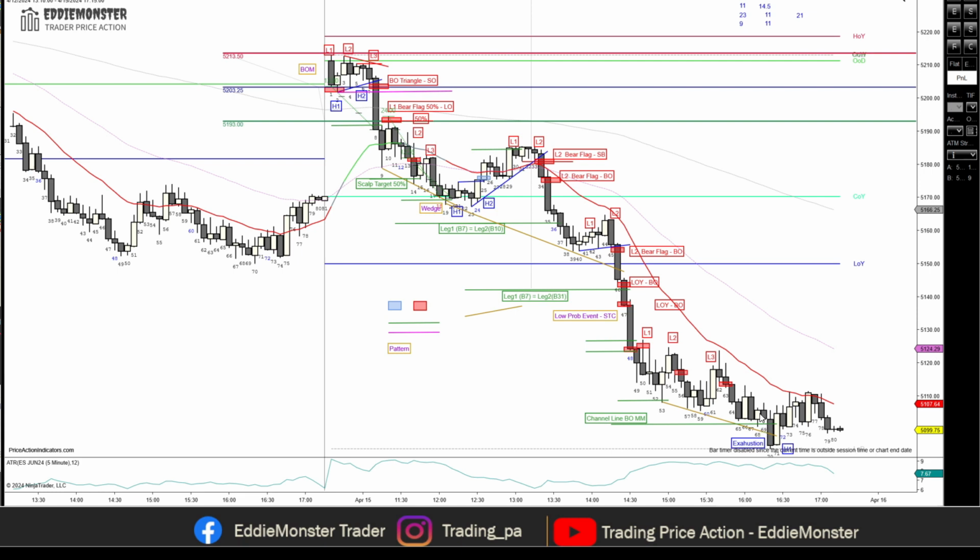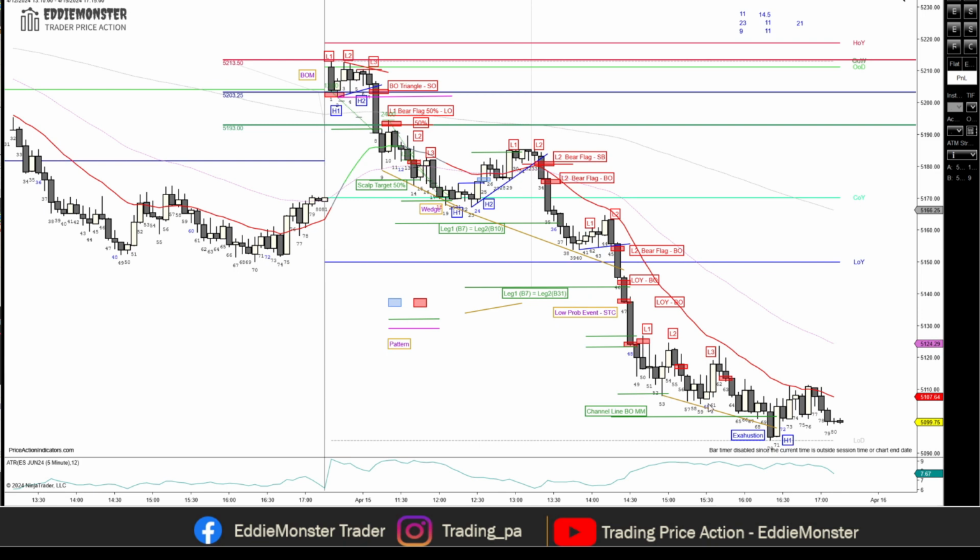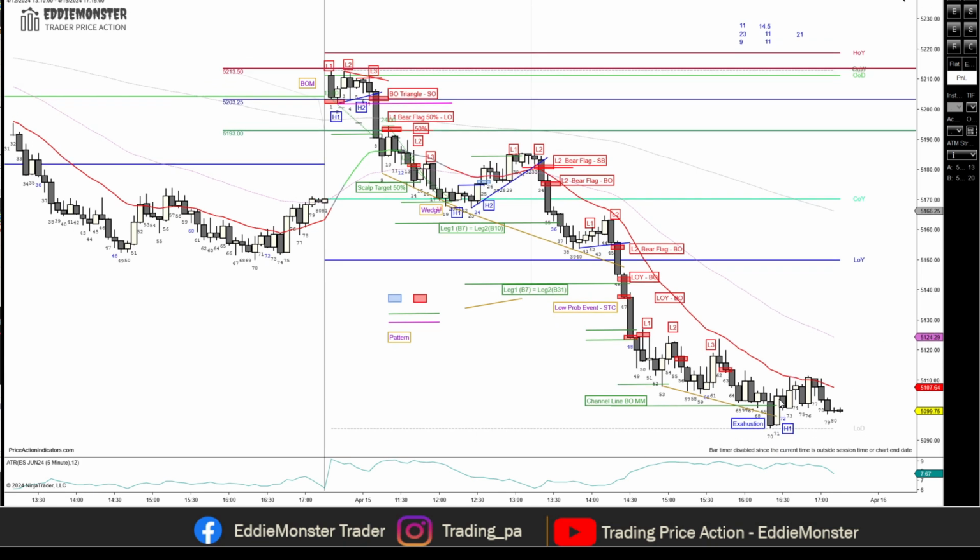You can get short here below 69, but at that time I don't think so. We were very close to channel line, close of the day. It's more trade, we have more chances to have them taking profit there. So I will not take that one.